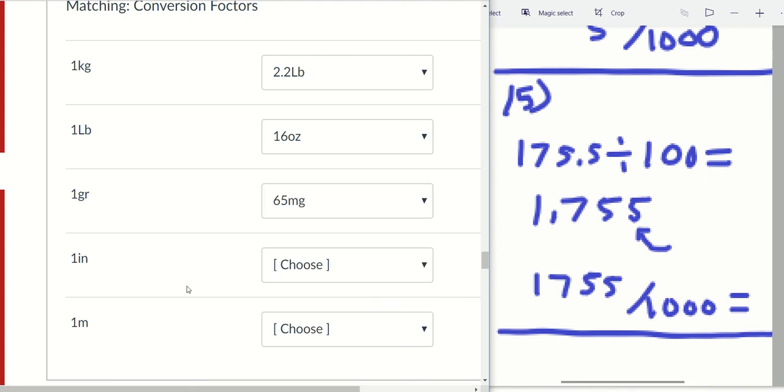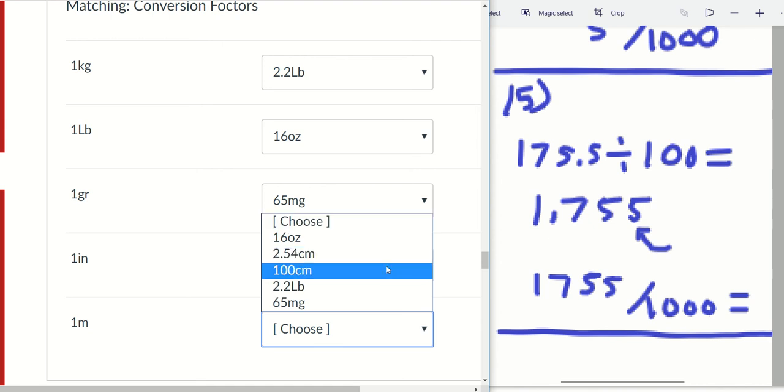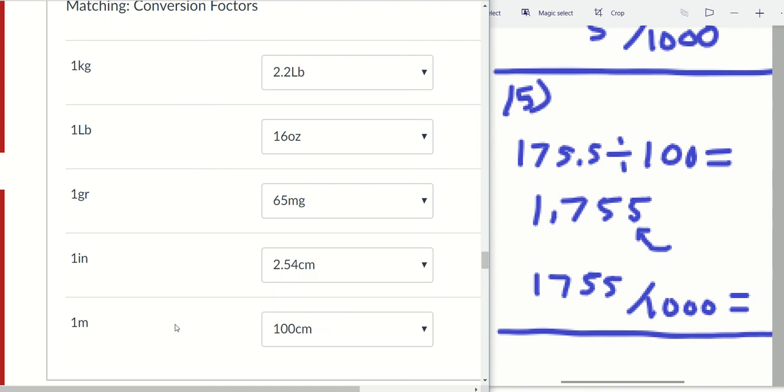1 inch is how many centimeters? Inch. Centimeters. It's the only one with centimeters. 2.54. 1 meter is 39 inches, but we want centimeters here, which is 100, because centi means 1/100, right? So again, use these conversion factors. There's other ones out there, but we want to focus on these in this class.